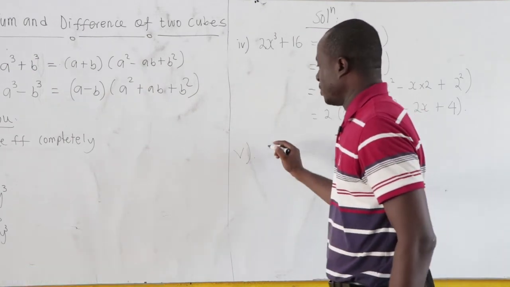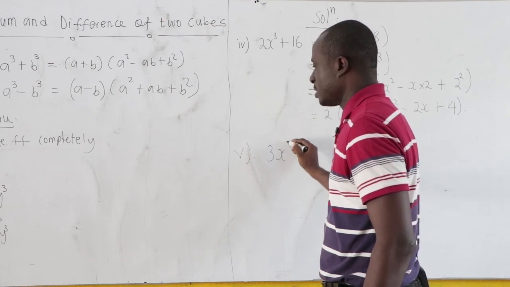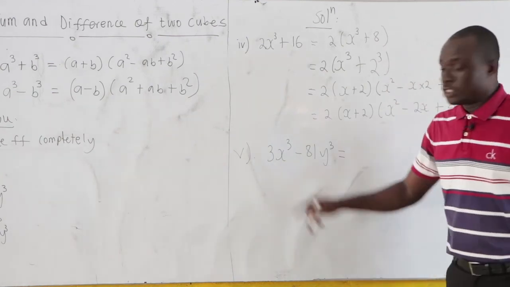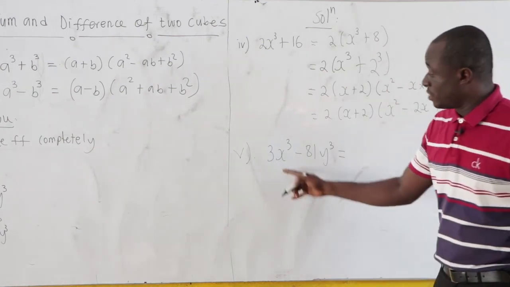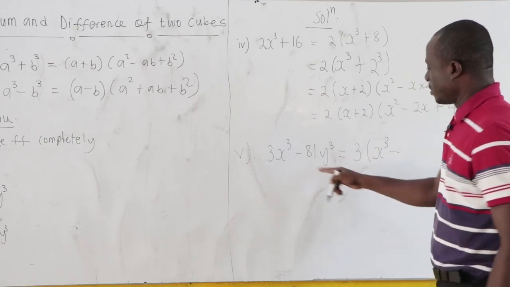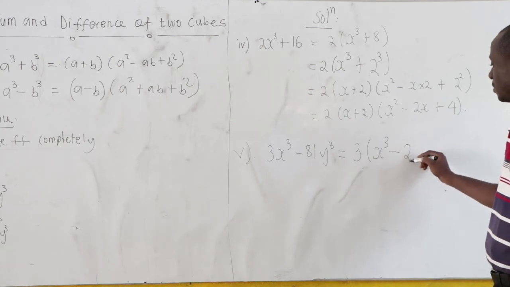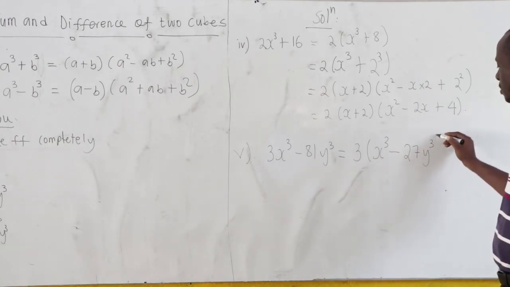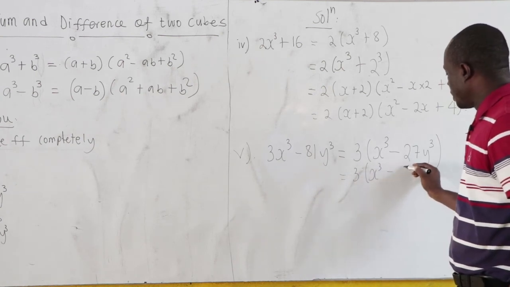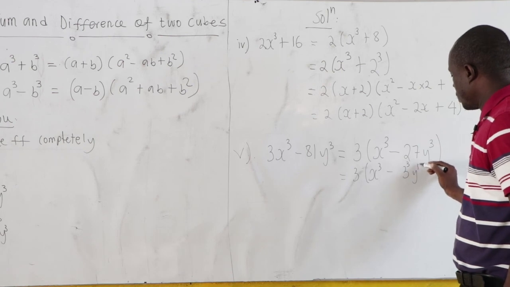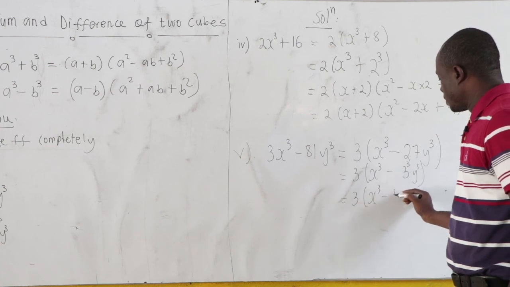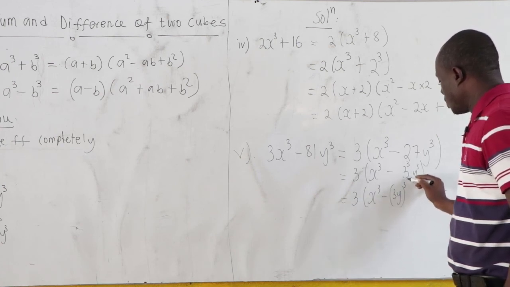The very last example, we have 3x cubed minus 81y cubed. Now there's no way you can change 3 for it to be a power of 3. So hence we have to factorize 3 out. So when you factorize 3 out, you're going to get x cubed. Now 3 times 27 will give us 81. So we have 27y cubed. Now this is the same as we have 3 times (x cubed minus 3 cubed y cubed). And this is the same as we have 3 times (x cubed minus (3y) all cubed).